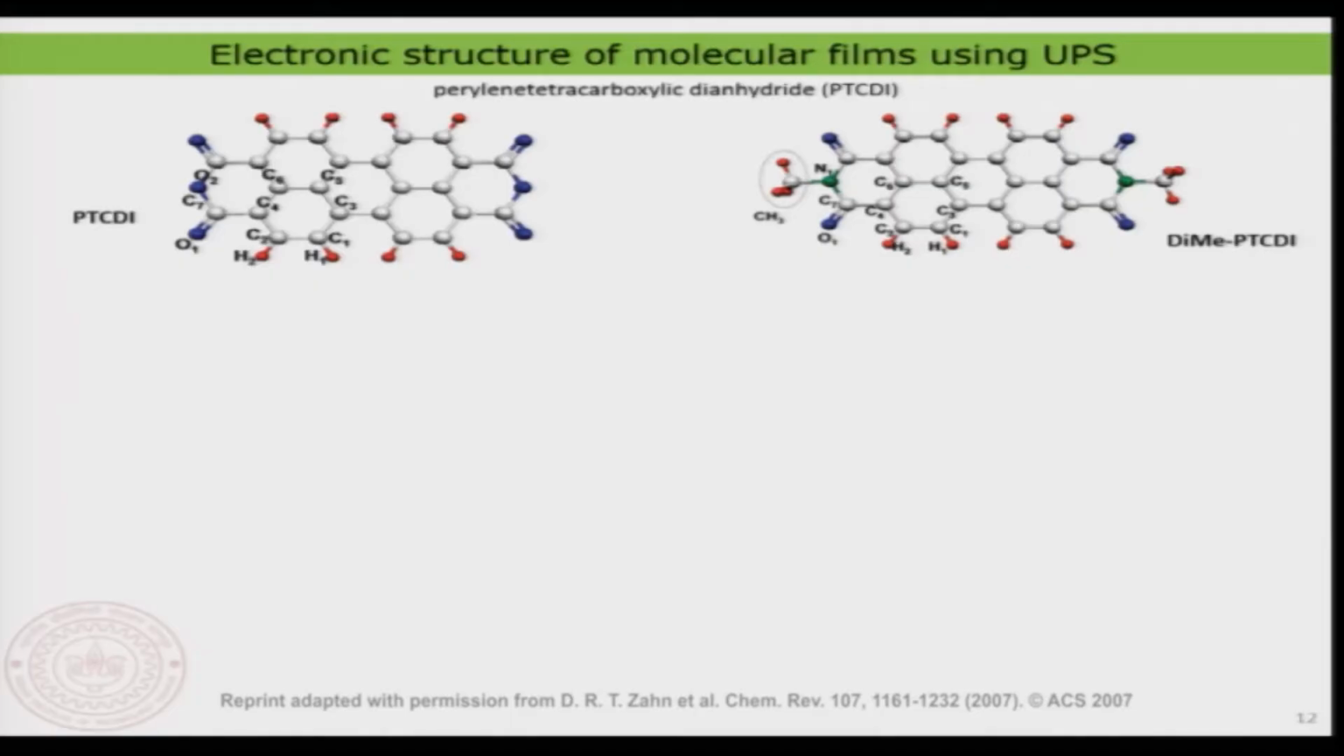Now what I want to do is focus on the application of UPS in molecular thin films. Here are two very nice examples I have chosen, because these molecules are celebrated in the semiconductor industry, generally known as PTCDI. You can see that both molecules are the same, except for a small methyl functional group in one of the cases. So, what do we want to do?